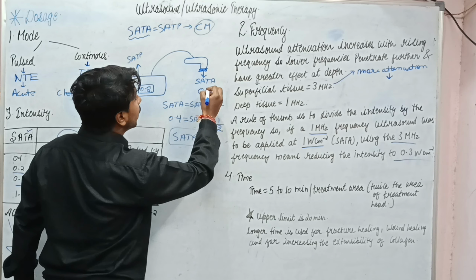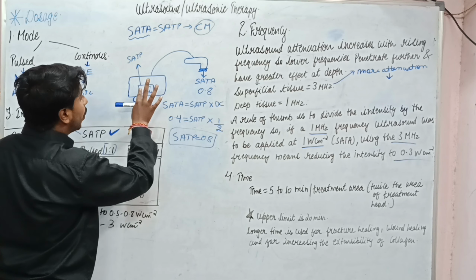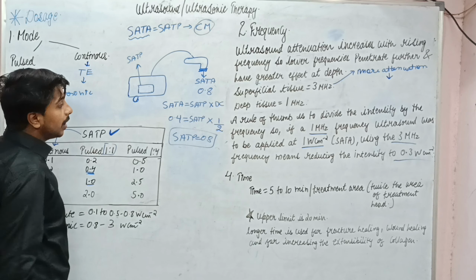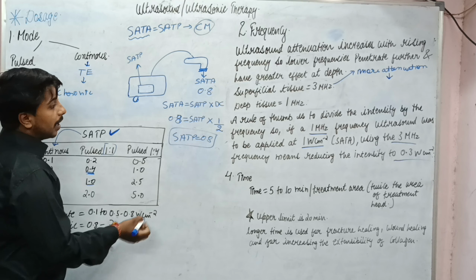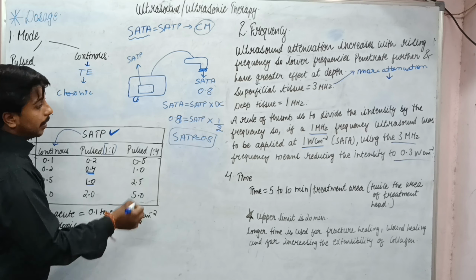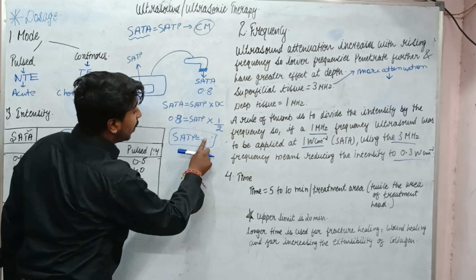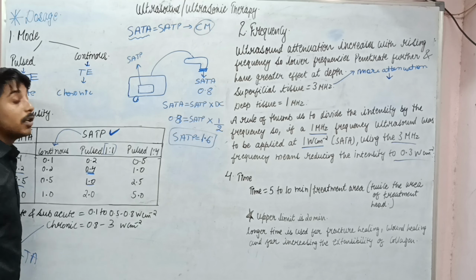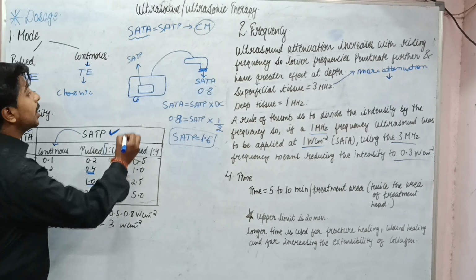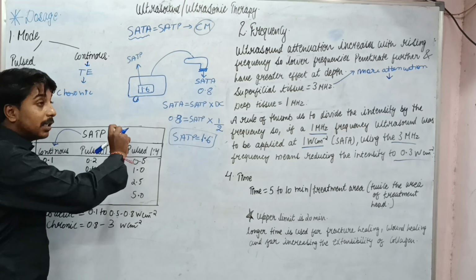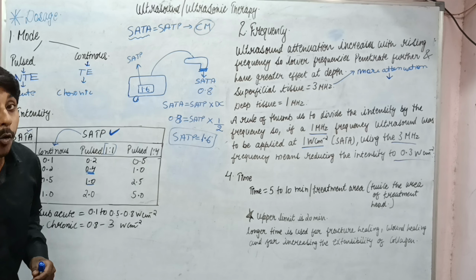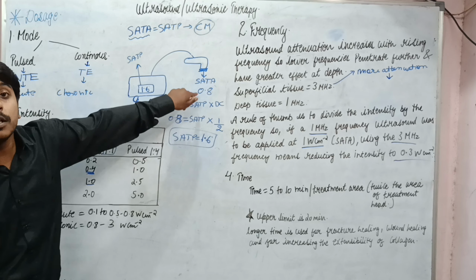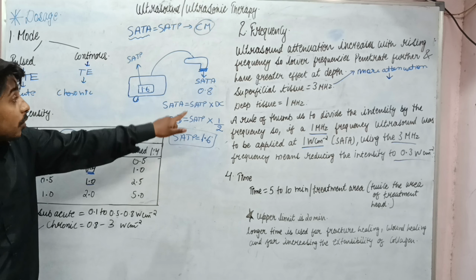We will make it 0.8. So again we want to calculate the SATP. So here I will make it 0.8. Pulse ratio is the same, and it will become 8 to 16. It will become 1.6. So 1.6 is the intensity at SATP that you can see. So you will increase up to 1.6, but you know in your mind that the output is just 1:8.